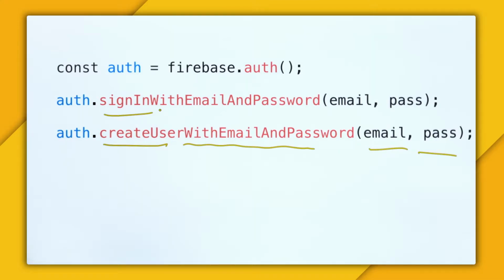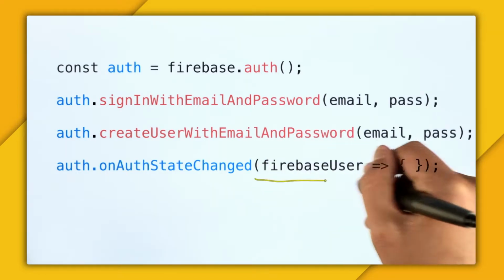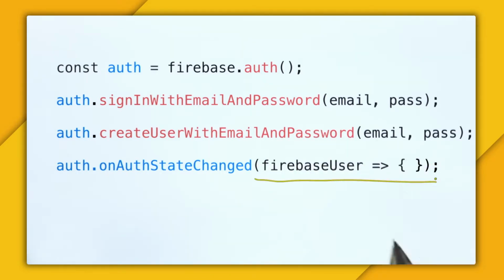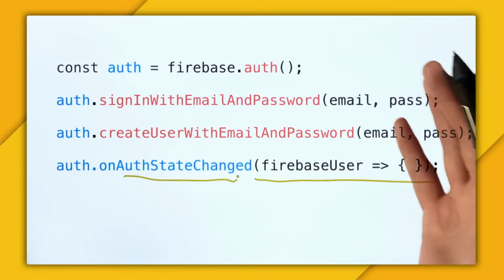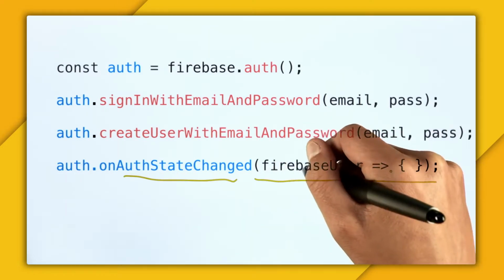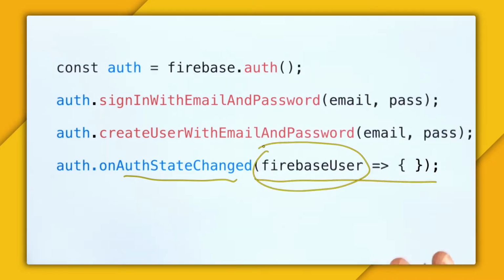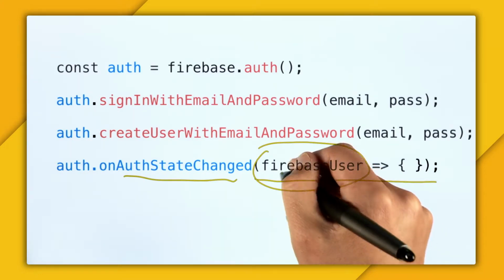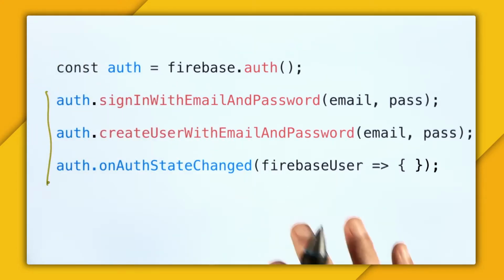But since it's a promise, it will only resolve one time. So if you want to monitor authentication state, you can use a different method for this. And that method is onAuthStateChanged, which takes in a callback. And this callback fires off every single time the authentication state changes. So whether a user logs in or a user logs out, that will trigger this callback function. In the case that a user logs in, this Firebase user parameter will be populated with the current user's information. But if the user logs out, this Firebase user parameter will be null.